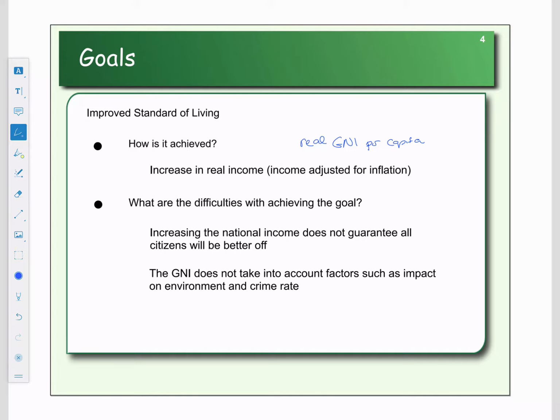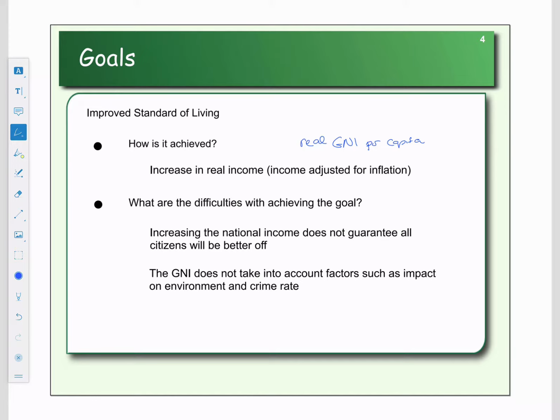Because your income could go up. You could get a raise, but if that raise is less than the amount that inflation is, the increase in the cost to live, then you're not really better off. You don't have access to more goods and services because your money doesn't go as far as it used to. So we look at it in real terms. We take out inflation. We'll learn later this semester how you find real income, how you take out inflation. So right now we're looking at real GNI per capita.